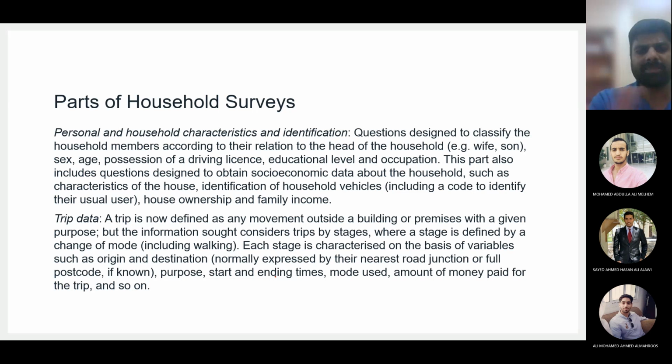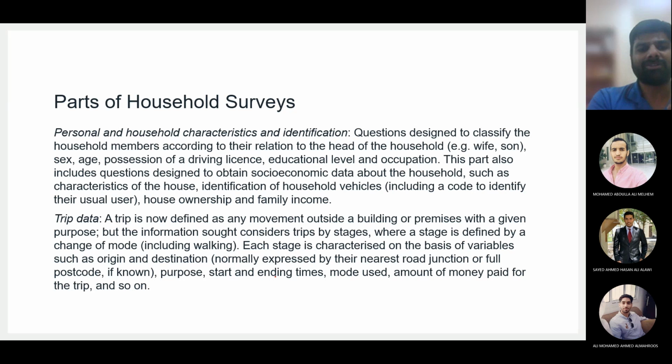These are some points mentioned just to give you an idea what information you can include in the personal and household characteristics. And then you can also include socioeconomic data. For example, what type of house you have. Is it a villa, apartment, palace?